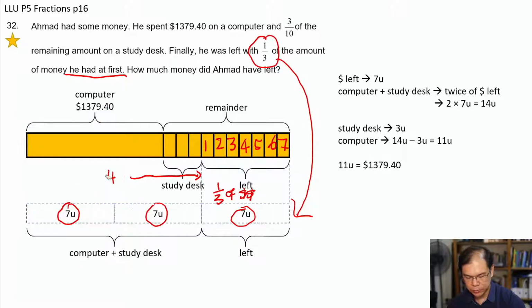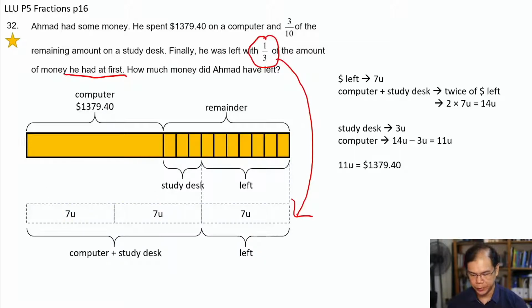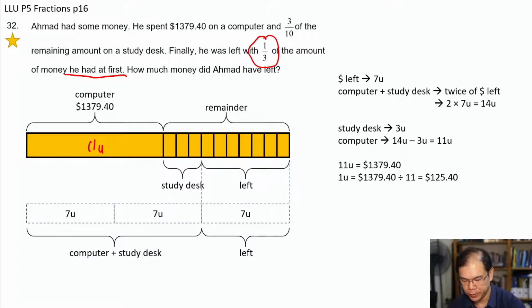Erase all this so that you don't get confused. If you want to see again, you can always jump back to the video, right? Okay, so 11 units. This is 11 units. Must be therefore $1,379.40, which is the cost of the computer. 1 unit, you take 1379.4 divide by 11, I will have $125.40.